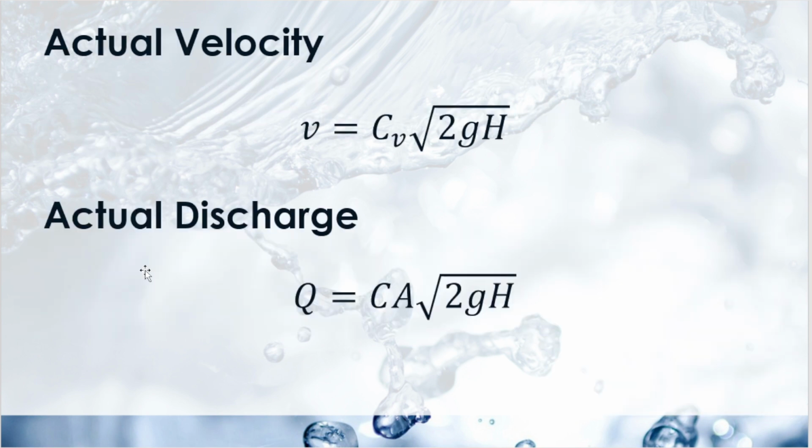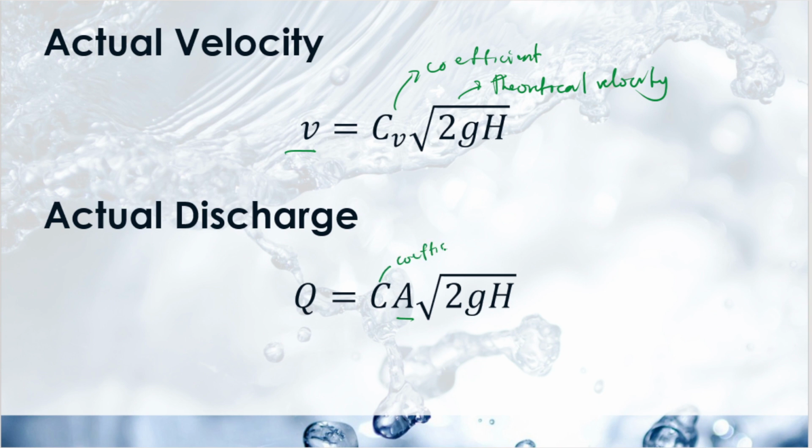But before that, this is the formula. This one is the theoretical velocity, if you still remember, and then it will be multiplied by the coefficient of velocity, so you will have the actual velocity. Therefore, actual discharge is the actual velocity multiplied by the area and the coefficient of discharge. So that's the equation.